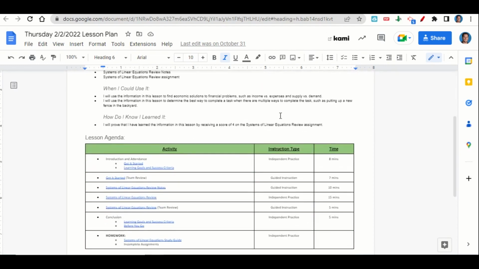Now let's take a look at our agenda for today. We will begin by going over the learning goals and success criteria. While we do that, you'll fill out your Get It Started. Once you've completed your Get It Started, we'll go over it together and answer any questions that you may have. After that, we'll go over the Systems of Linear Equations review notes, and then I'll give you time to complete the Systems of Linear Equations review assignment. Once you've completed the assignment, we'll go over it together and answer any questions. At the end of class, we'll go back over our learning goals and success criteria while you fill out your Before You Go. Your only homework for tonight is to continue working on the Systems of Linear Equations study guide and any incomplete assignments that you may have.